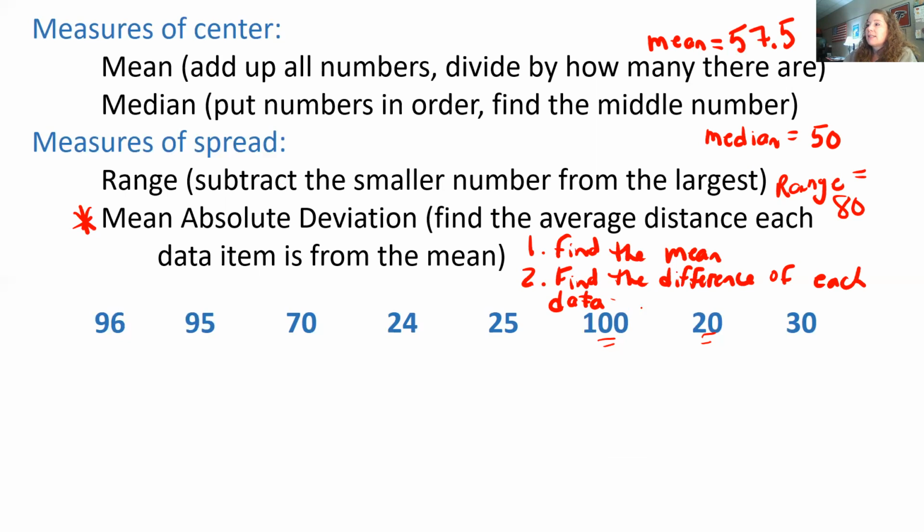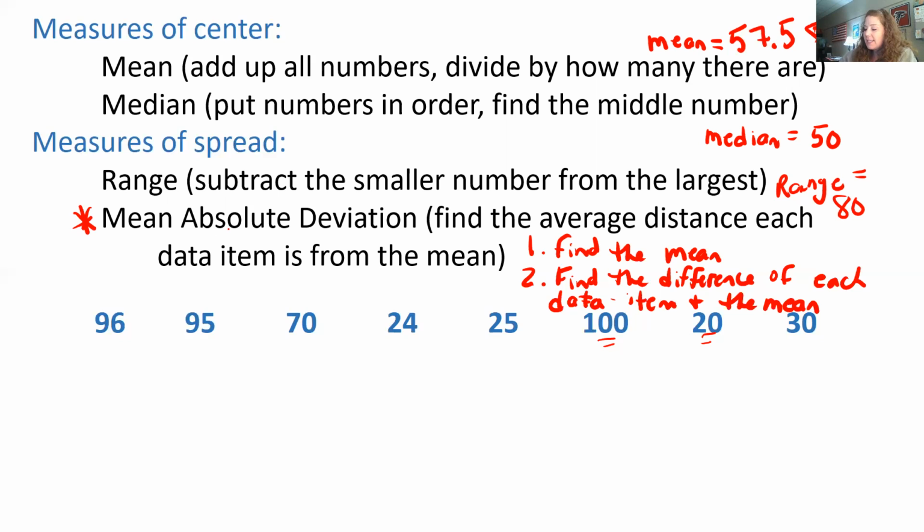Data item and the mean. So basically that means we are finding the difference between each of these numbers and 57.5. So we're going to take, and we always want a positive number. That's why the word absolute is in there. Remember, absolute value is always a positive number.